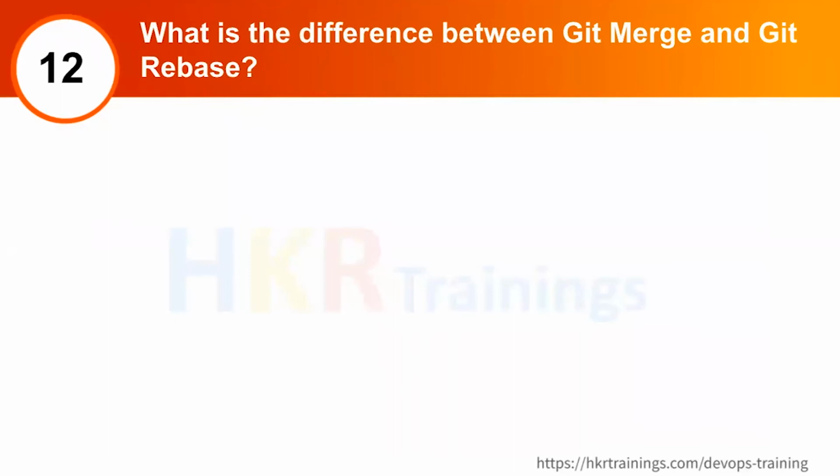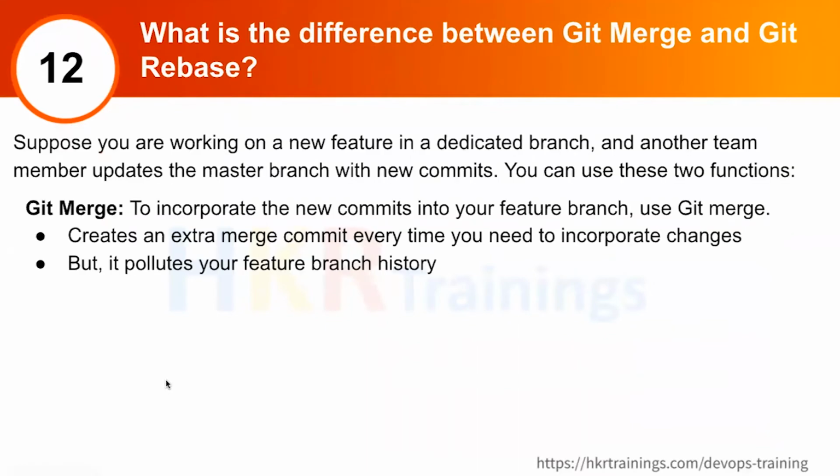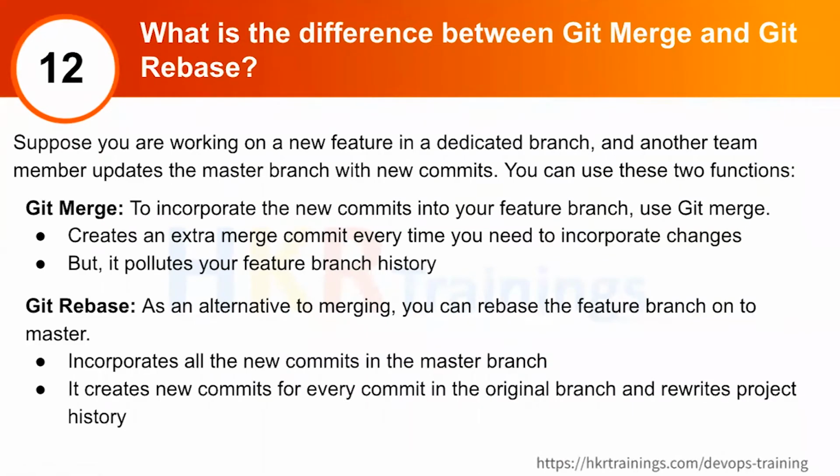What is the difference between git merge and git rebase? Suppose you are working on a new feature in a dedicated branch, and another team member updates the master branch with new commits. You can use these two functions so that you will not have any conflicts. First is git merge. To incorporate the new commits into your feature branch, use git merge.